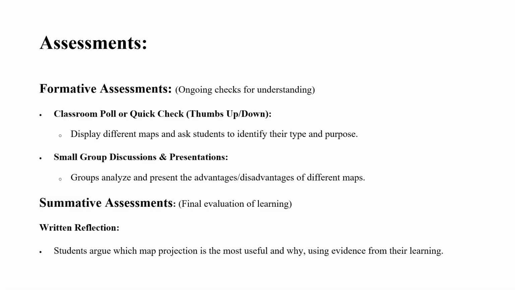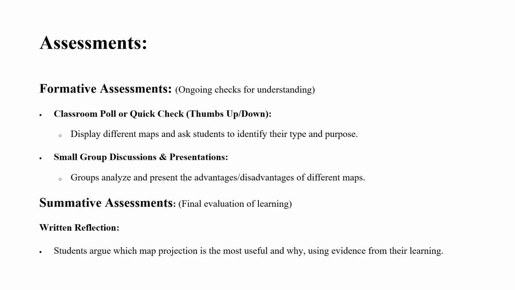For the assessment, we are going to work with formative assessment and summative assessment. During the class, we are going to make a classroom tour, a quick check, thumbs up, thumbs down, and display different maps. For example, ask a student to identify the type and purposes, and also work in small group discussion and presentation, where groups analyze and present the advantages and disadvantages of different maps. It's going to give us an idea of how the learning process is going.